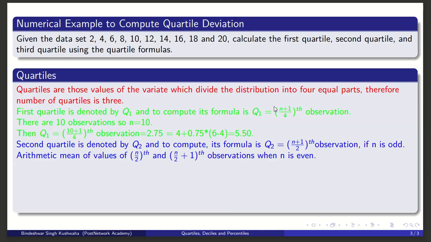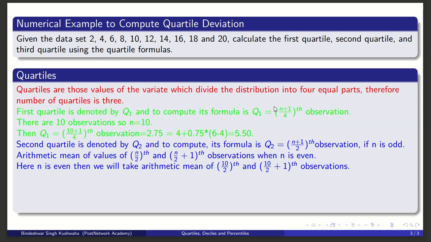Now let us see the second quartile. Second quartile is denoted by Q2, and to compute it, the formula is (n plus 1) upon 2 that observation if n is odd. If n is even, we will take the arithmetic mean of the n upon 2 and (n upon 2 plus 1)th observations. In this case n is even. So here n is even, then we will take the arithmetic mean of the 10 upon 2th observation and the (10 upon 2 plus 1)th observation. That means the 5th and 6th observations.